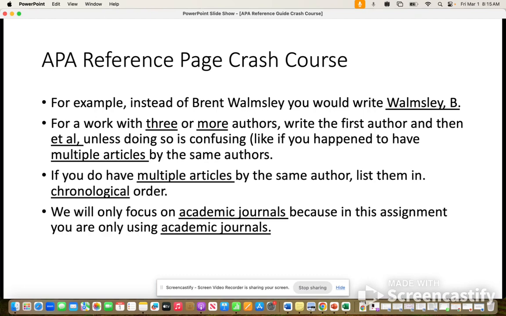We want to only focus on academic journals because you are only using academic journals. So I'm only going to show you how to do this with academic journals. When you get to college, your professor can show you how to do this with books, magazine articles, web pages, lectures, everything else, but we're only going to use academic journals. Okay? All right, everyone got all these words? Let me stop for a second, make sure everyone's got all this. Give you a quick minute.